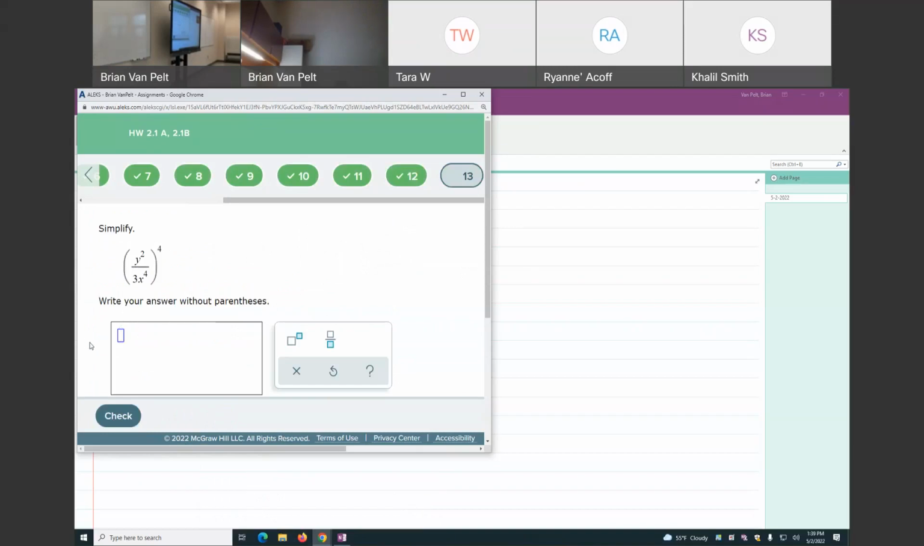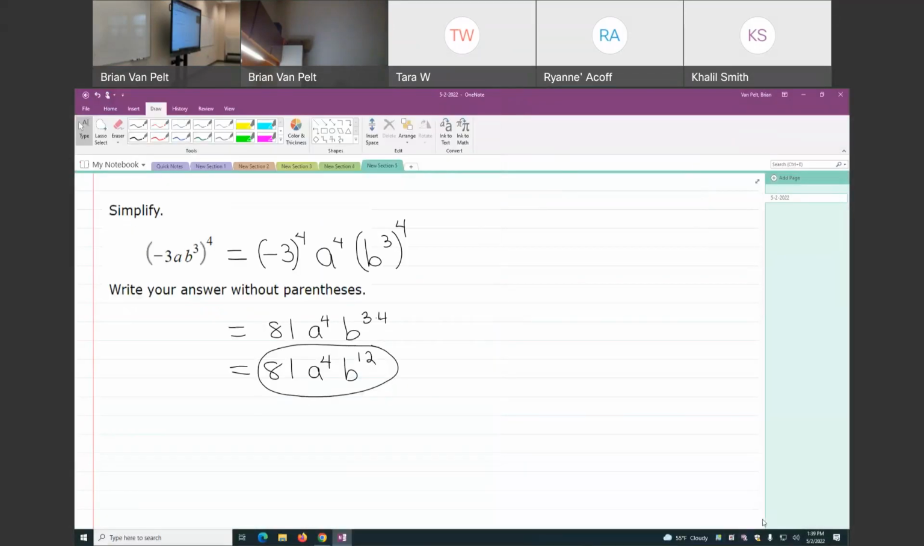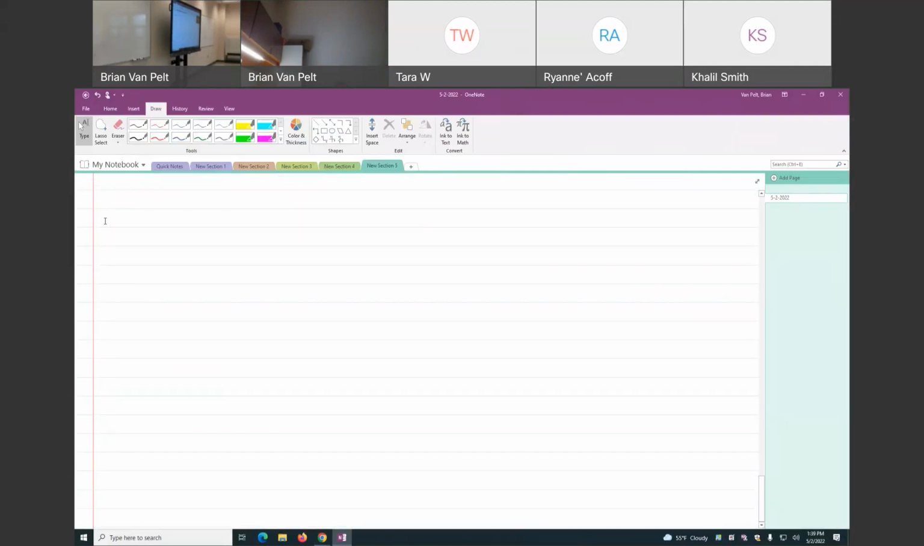Ooh, this looks like a good one. What do we know about these things? You apply that exponent to absolutely everything inside of there, don't you? So y to the 8th power over 81 x to the 16th power? Y to the 8th over 81 x to the 16th.